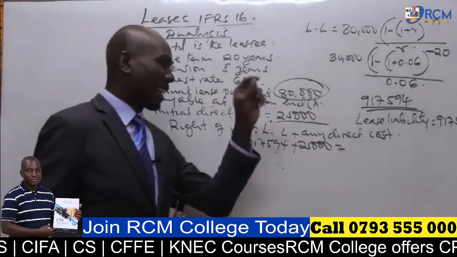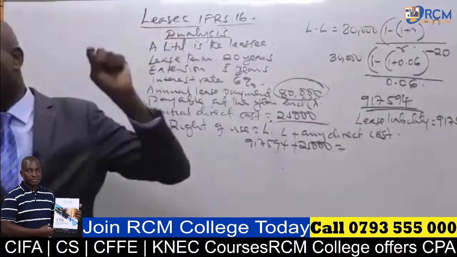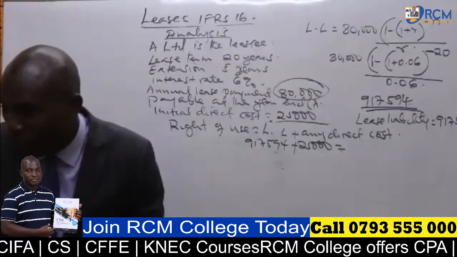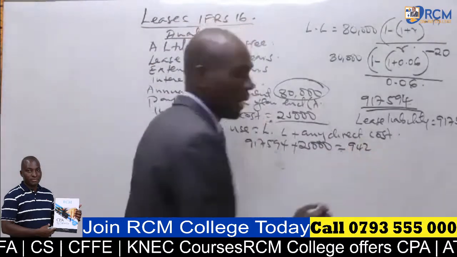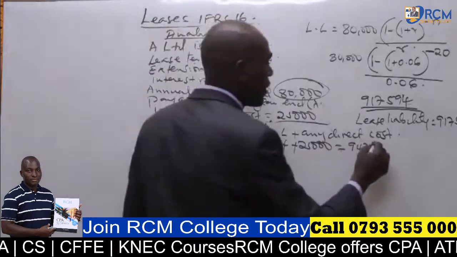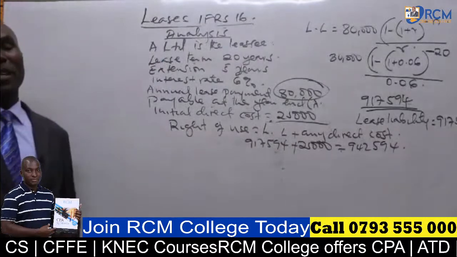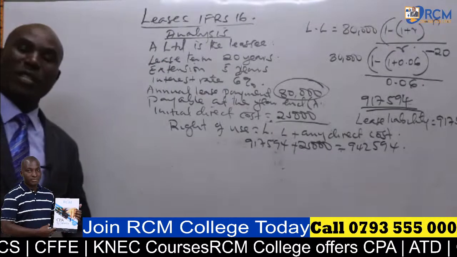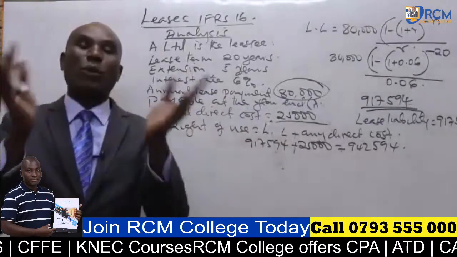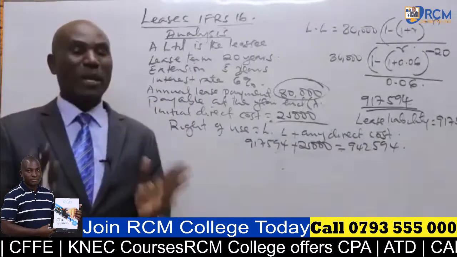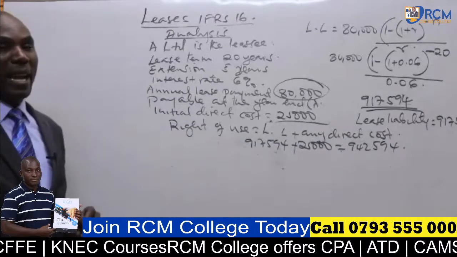Therefore, how much will be our right of use? This one is the lease liability. But how much shall we recognize as the right of use? 942,594. Thank you very much. That is the right of use asset on initial recognition. On initial recognition, you take the lease liability, you add any cost that we highlighted. If you go to our notes, already we highlighted. Therefore, that is on initial recognition. I have the lease liability, I have the right of use.